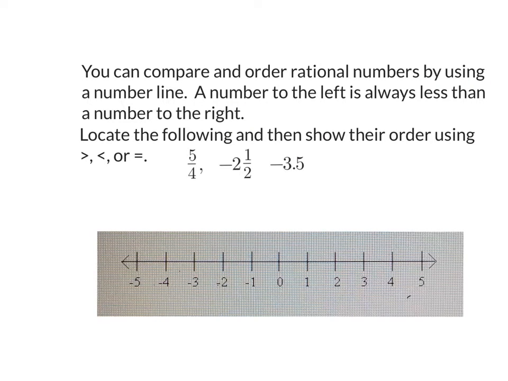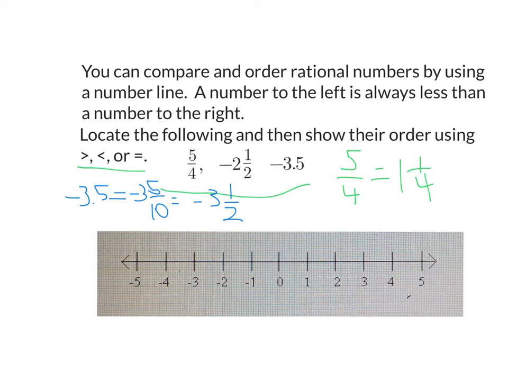So an important aspect of rational numbers is you can use a number line to compare them. Any number to the left is always less than a number to the right. So what we're going to do is locate these different numbers, and then we're going to compare them using the greater than, less than, or equal symbols. So quickly I'm going to change these around a little bit.